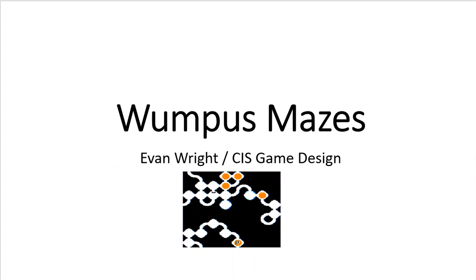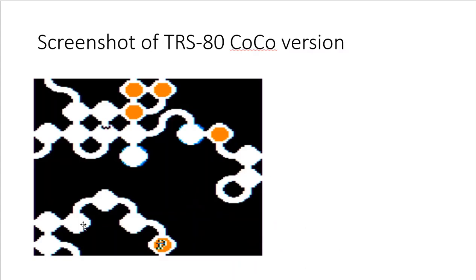Hello, this video is in response to an email I received asking how Wumpus Mazes work. So I've cloned the original TI-99 game for the NES and the Color Computer, but I didn't do a reverse engineering. I just stared at the thing until I could kind of figure out how it worked. So that's what I'm going to talk about here: how do we generate something that looks like this with all the twisty little passages.